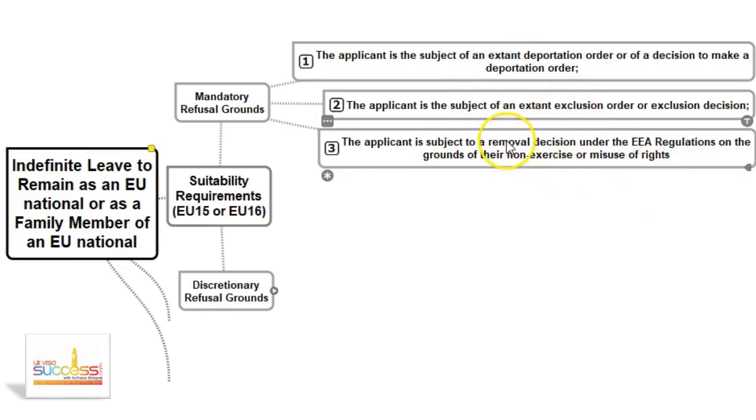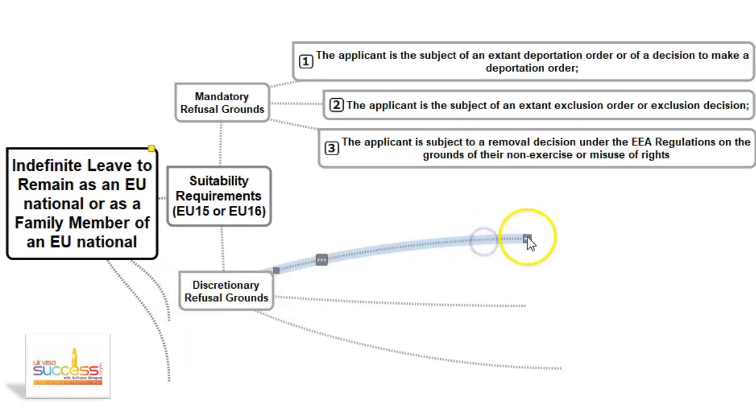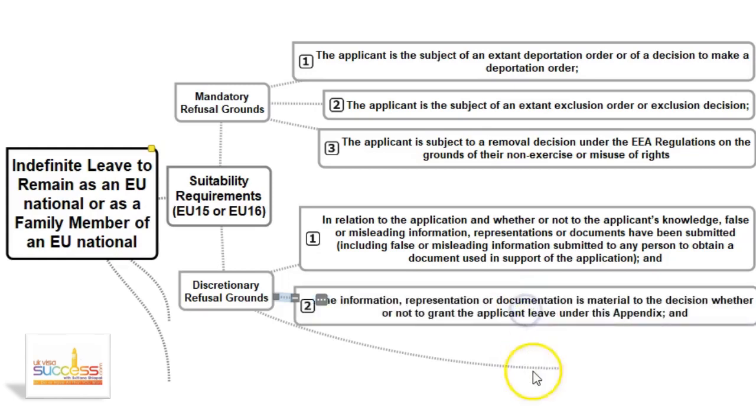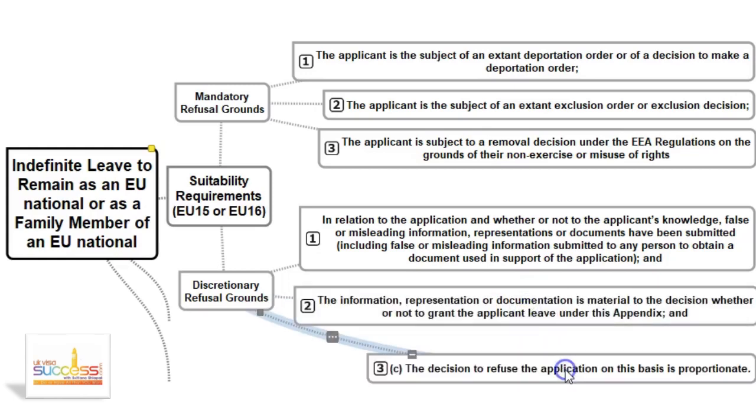Okay, so let us now consider the discretionary grounds for refusal. The first one is in relation to the application and whether or not, to the applicant's knowledge, false or misleading information, representations, or documents have been submitted, including false or misleading information submitted to any person to obtain the documents used in support of the application, and the information, representation, or documentation is material to the decision whether or not to grant the applicant leave under these rules. And finally, the decision to refuse the application on the basis is proportionate.